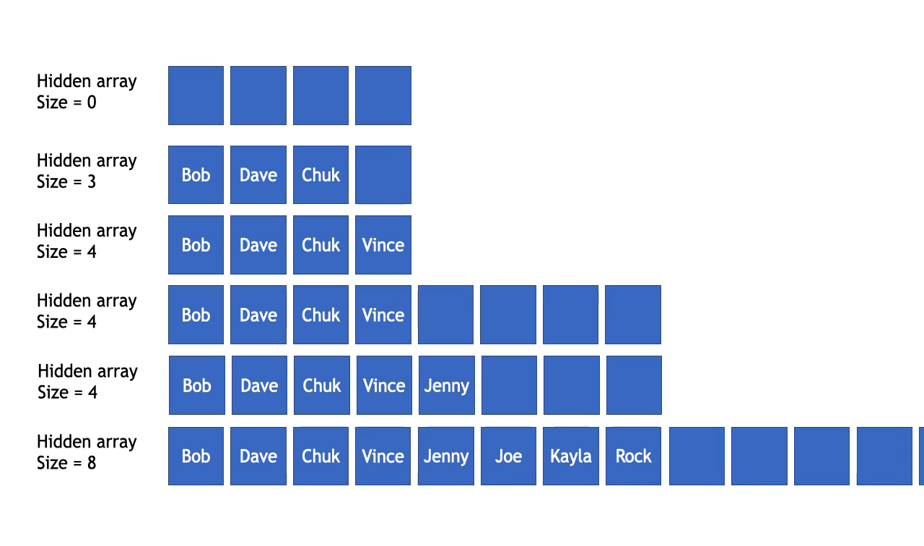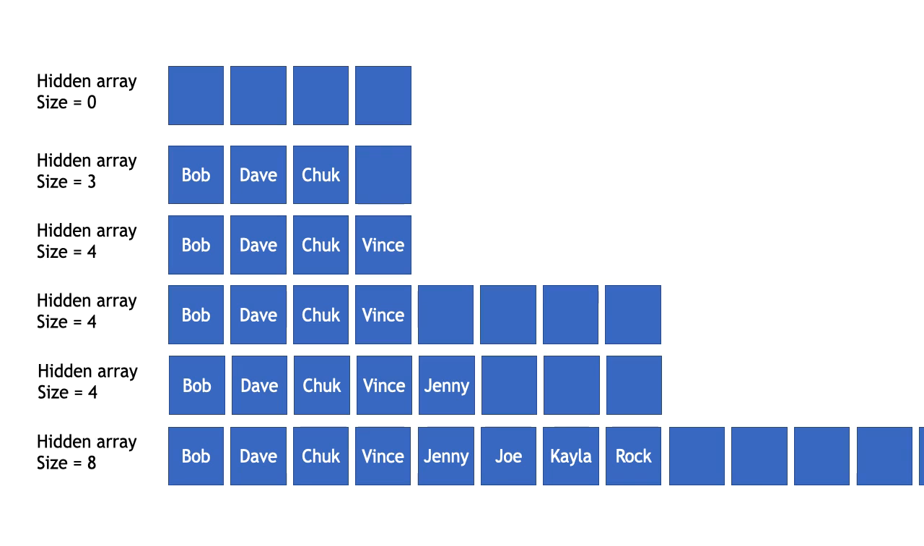And then we add items. We add Bob, we add Dave, we add Chuck. Okay, so far so good. And the count of the number of elements in the array is now 3. And then we add Vince. So the count of the number of elements in the array, the size of the array, is 4. So what happens if we want to add Jenny?